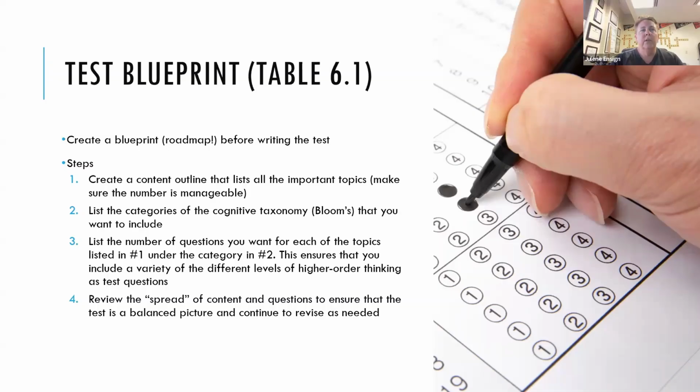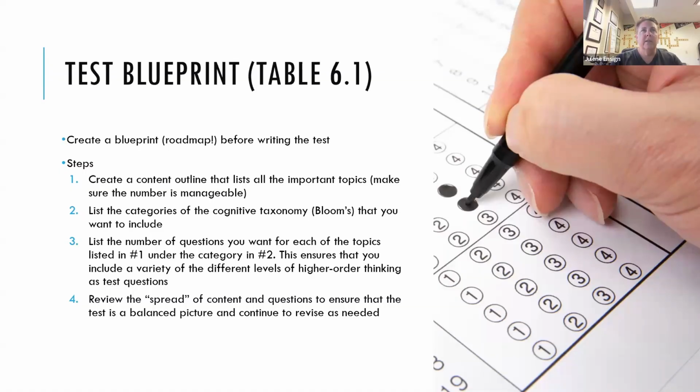Right? Then choose the different categories of the cognitive taxonomy that you want to include, thinking about what's appropriate given what you want to know. Decide how many questions you want for each of the topics. So if you have 50 topics, you might have one question per topic. Best practice would be more than one question per topic, because that gives students more than one chance to show success. And then you're going to review your content and your questions to make sure that the test is balanced.